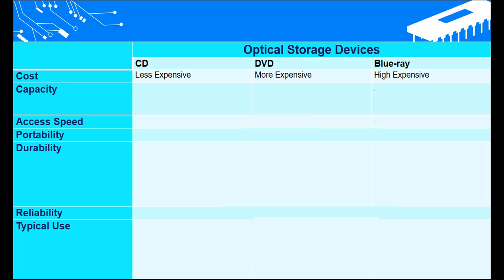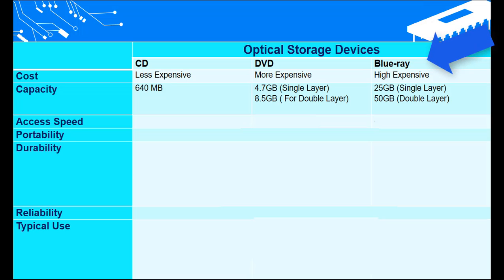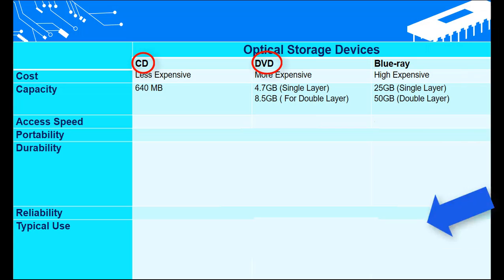The second one is the capacity. The CD can store 640 megabyte and the DVD can store 4.7 GB for single layer and 8.5 GB for double layer, while the Blu-ray can store 25 GB for single layer and 50 GB for double layer. So we can see that the Blu-ray can store more capacity than the CD and DVD.